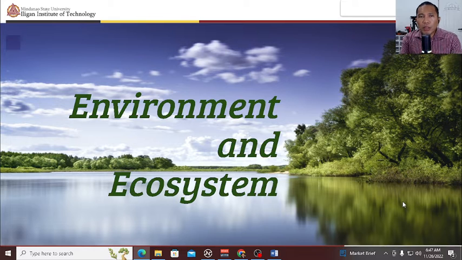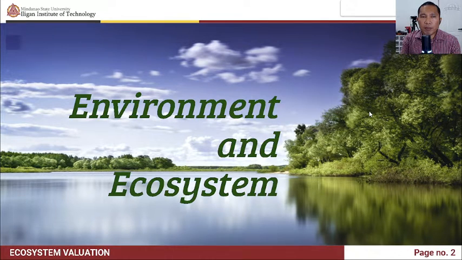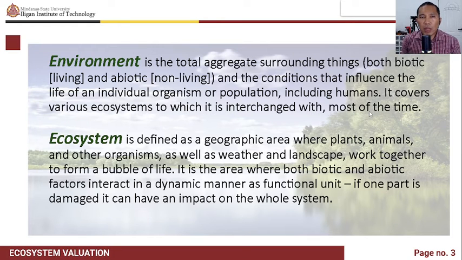All right, so let me start first by differentiating the environment and the ecosystem. So the environment is the total aggregate surrounding things, both biotic or living and abiotic or non-living, and the conditions that influence the life of an individual organism or population, including humans. It covers various ecosystems to which it is interchanged with most of the time.